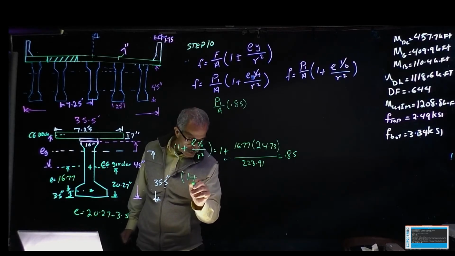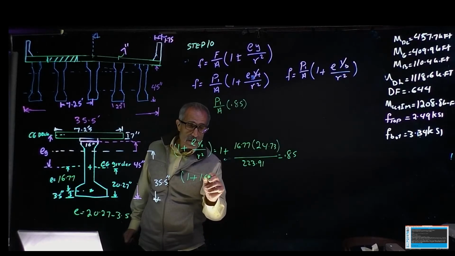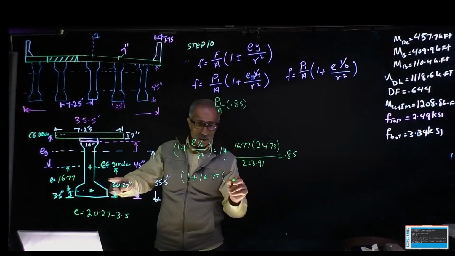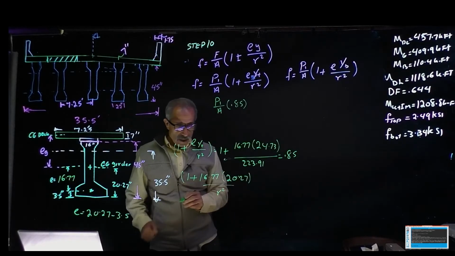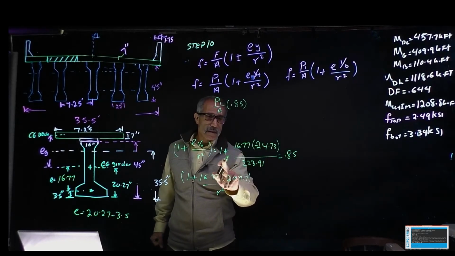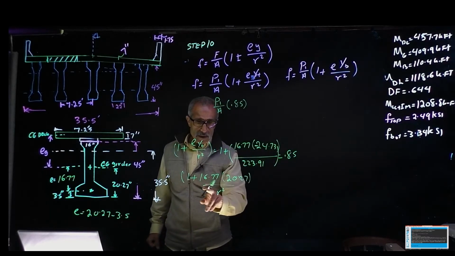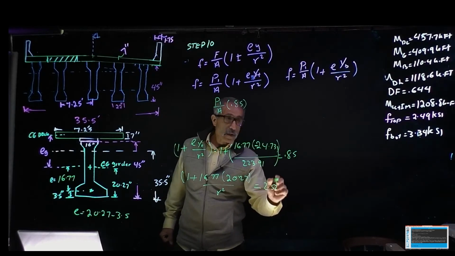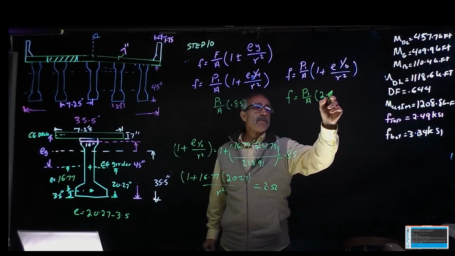1 plus 16.77 times Y bottom, which comes out to 20.27, 20.27, and divide by R squared. And so, okay, this is a minus actually. So 1 plus that number, and that's going to come out to 0.85. 1 plus this, R squared, which is the same thing. That comes out to 2.52. So this is going to come out F is equal to P1 divided by A times 2.52.